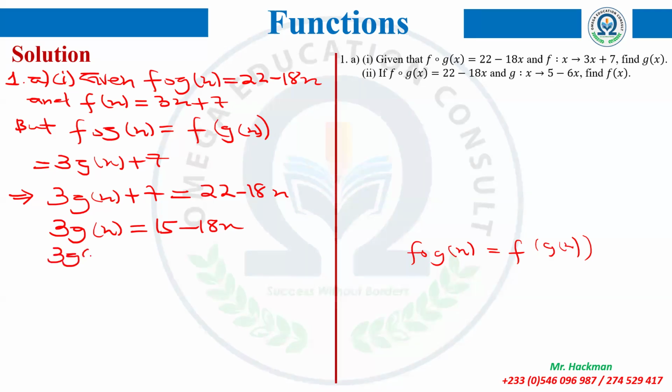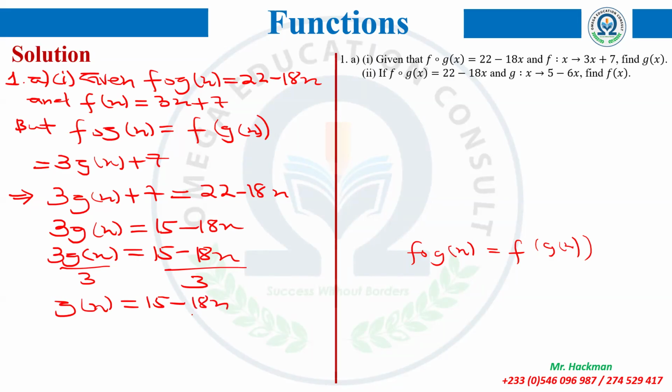Because we are making g of x the subject. Is that clear? That's what we are looking for. The question asks us to find g of x. So over 3. Okay, so that gives us what? g of x to be equal to 15 minus 18x over 3. Is my point well made?